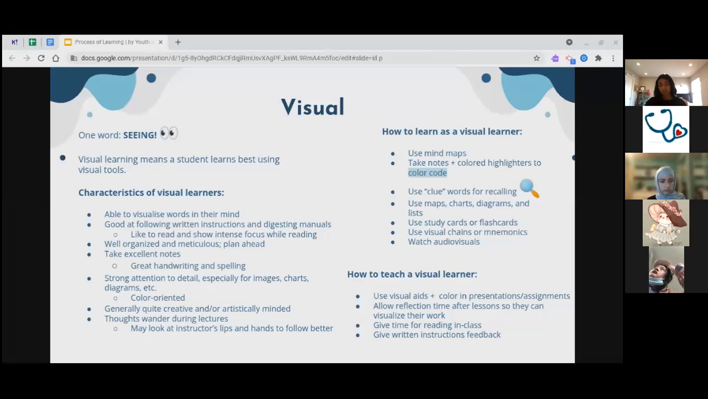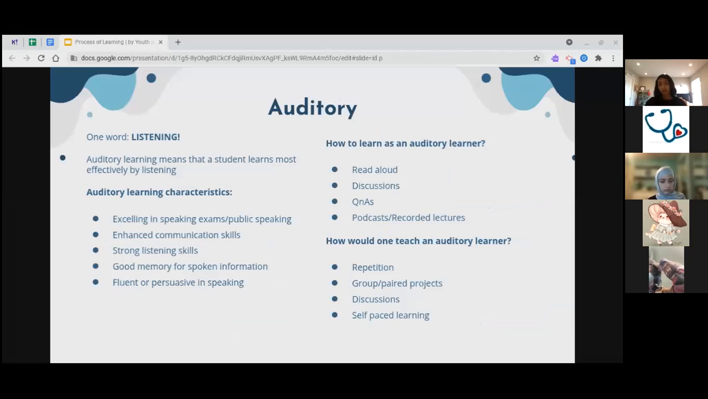We'll be now moving on to auditory learning. One word to sum up auditory learners is listening. Auditory learners means that a student learns most effectively by listening. Some characteristics of an auditory learner are that they excel in speaking exams or public speaking. They have enhanced communication skills. They have strong listening skills. They have good memory for spoken information, and they're fluent or persuasive in speaking.